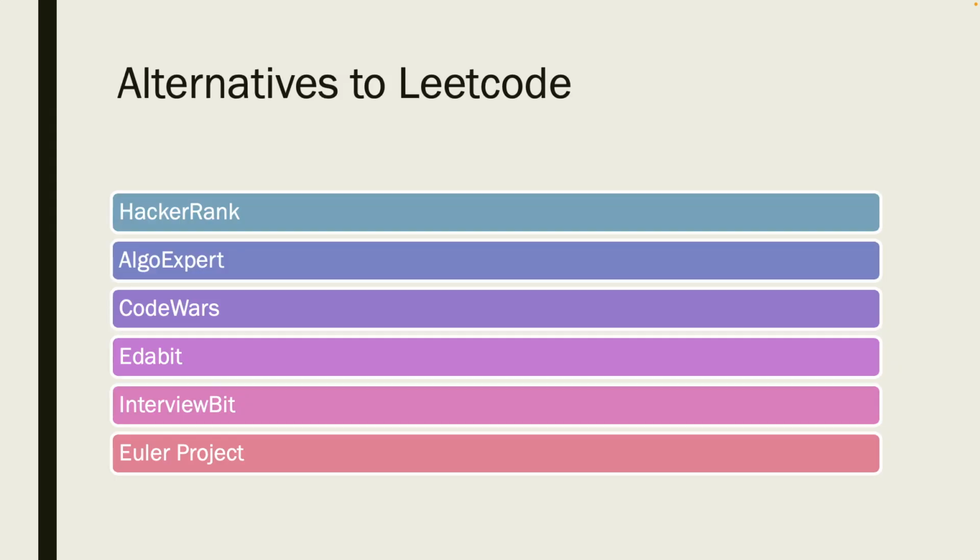So just so we're educated, here are some alternatives to LeetCode. We have HackerRank, AlgoExpert, which I have used, CodeWars, Edabit, InterviewBit, Project Euler. These ones are relatively popular, but LeetCode still seems to be the most popular algorithm solving website that I'm aware of.